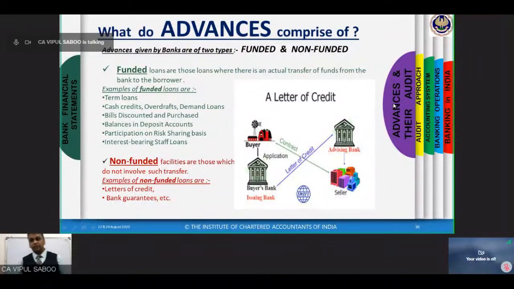Now coming to non-funded facilities. What are the non-funded facilities? Those which do not involve transfer of funds. For example, letter of credit and bank guarantees. So I go to the bank and ask it for a loan. The bank says that we don't know you. You provide us with some collateral, some security on the basis of which we can give you the loan. I provide them with the security.